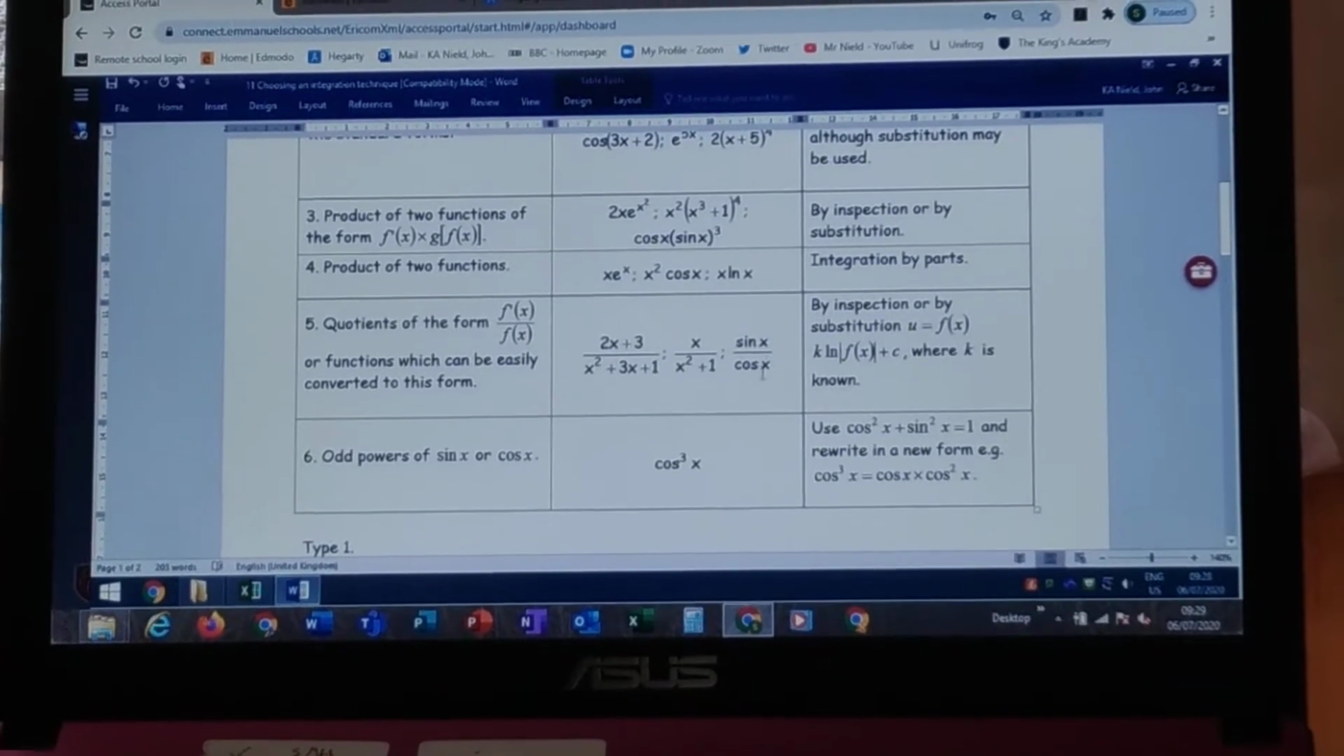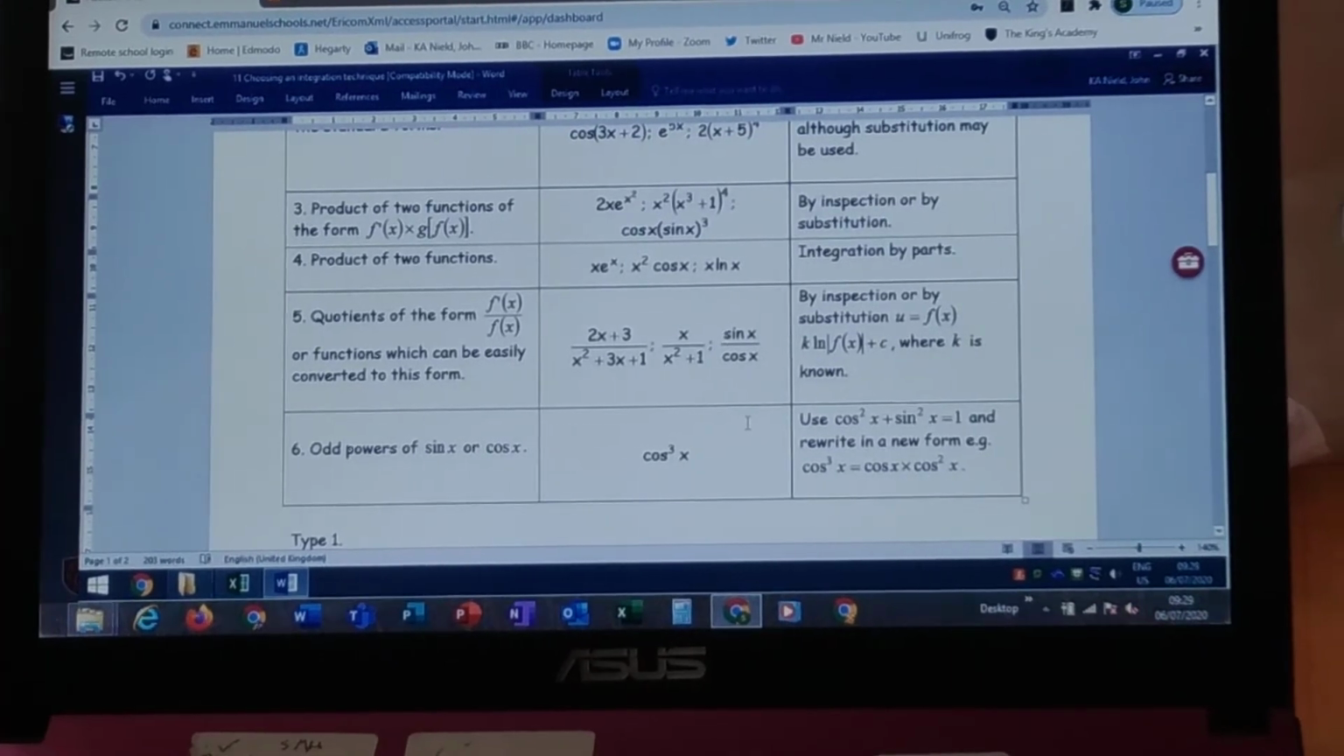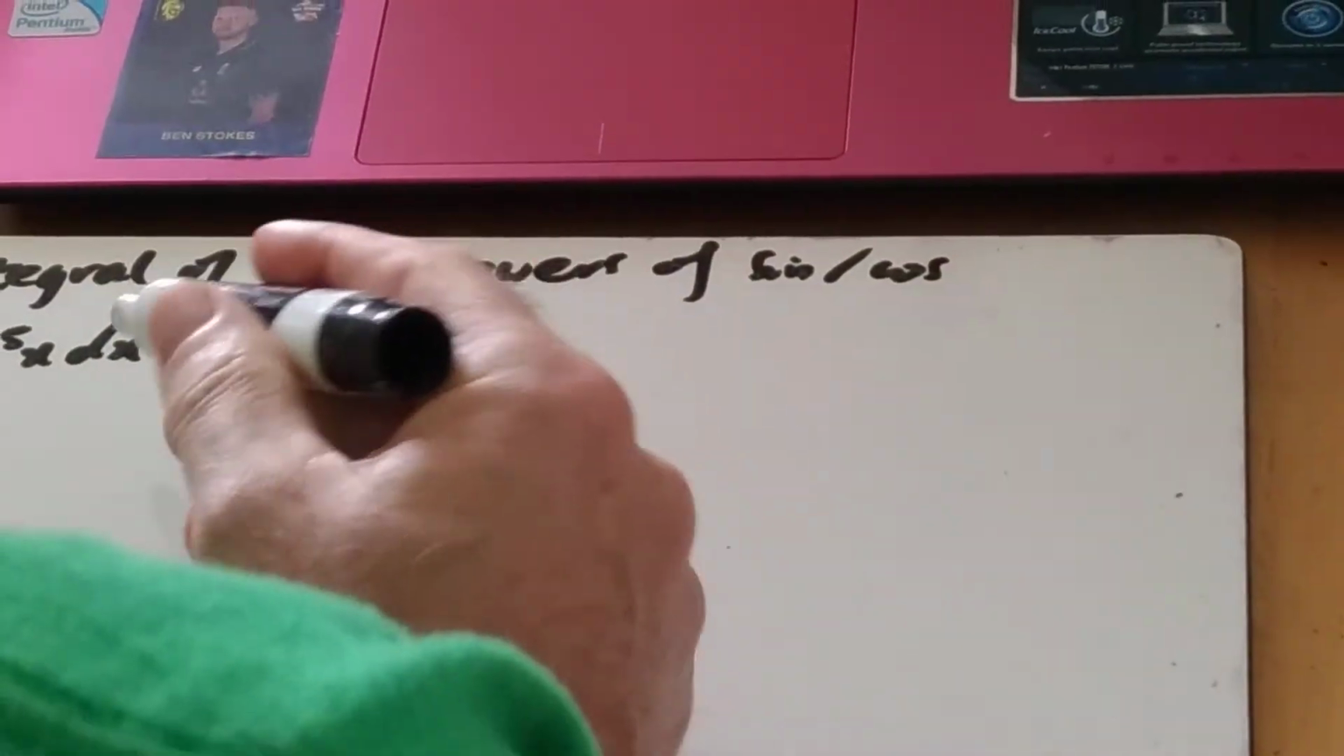What I'm going to look at, because I don't think I've done it so far, is I'll start off by looking at odd powers of sine and cos. So let's have a look at the 3 examples I've got today then.